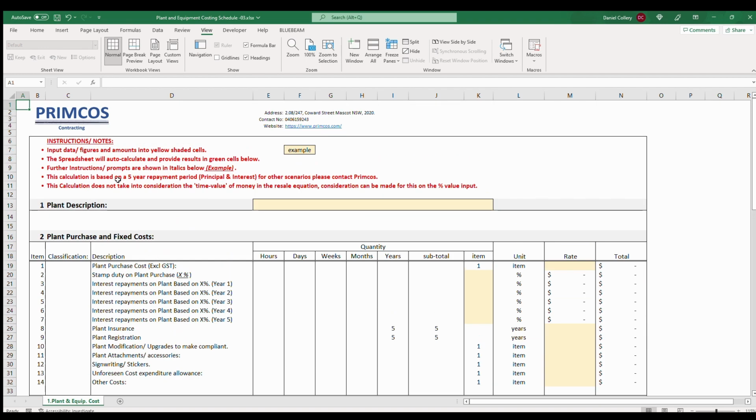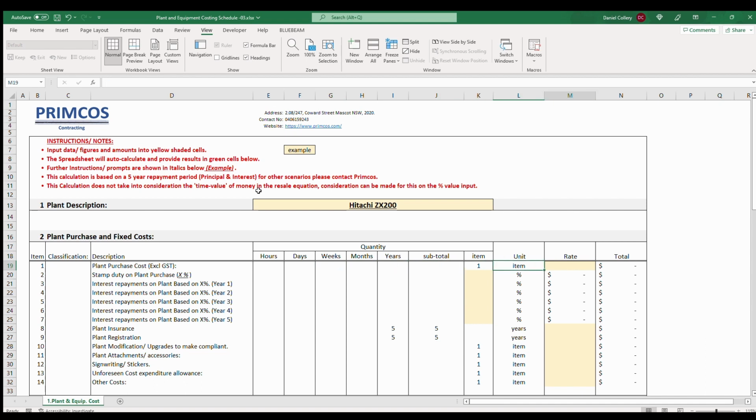This calculation is based on a 5-year repayment period. For other scenarios, please contact Primcos. So that's the 5-year repayments here. This calculation does not take into consideration the time value of money in the resale equation. Consideration can be made for this on the percentage value input. So for this example, I'm going to take a Hitachi 20-ton excavator.